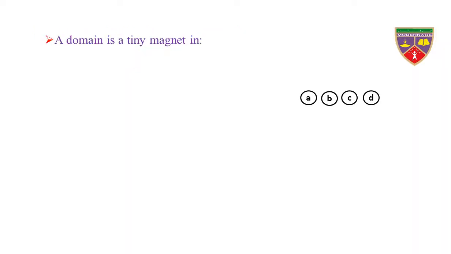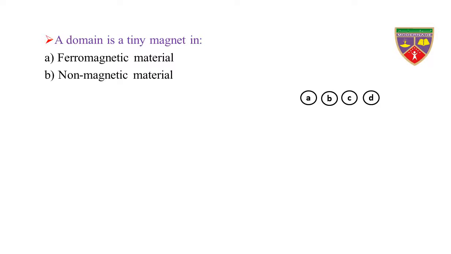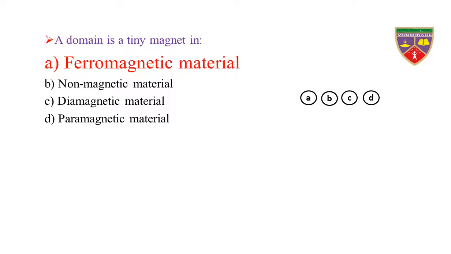A domain is a tiny magnet in option A, ferromagnetic material, option B, non-magnetic material, option C, diamagnetic material, option D, paramagnetic material. The key is ferromagnetic material. Therefore, the correct option is A.